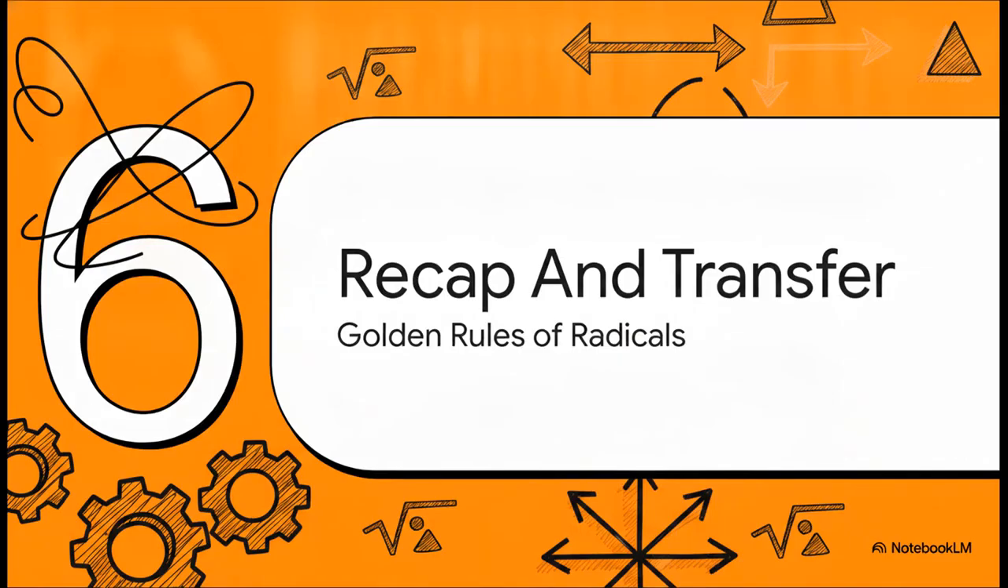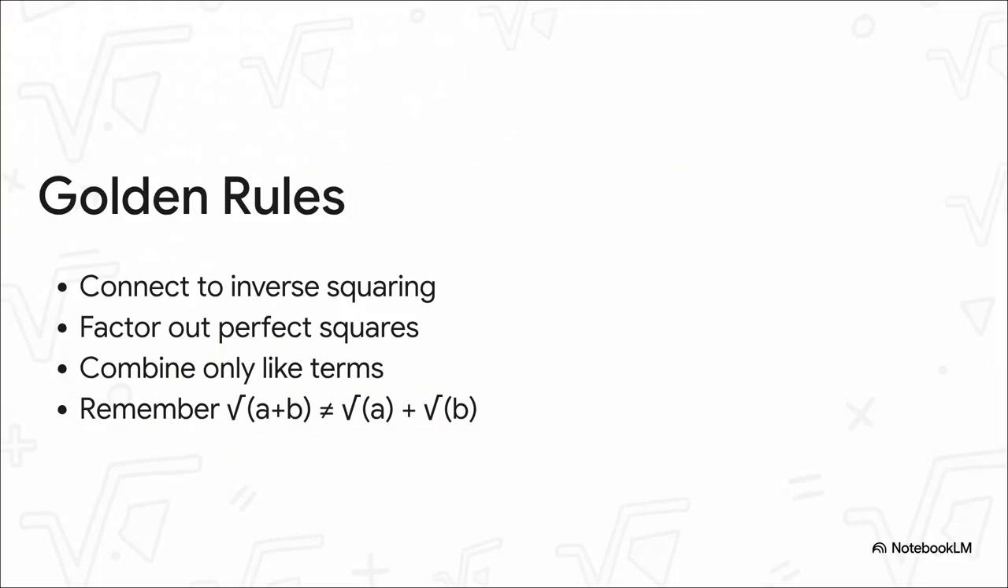And finally, Section 6, recap and transfer. So the crucial point I want to make here is that mastering these operations isn't just about memorizing random symbols. It's really about understanding the underlying structure of inverse operations and applying a few strict logical rules. Let's rapidly fire off the golden rules we cemented today.